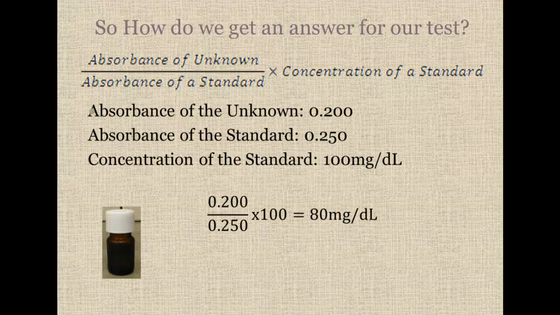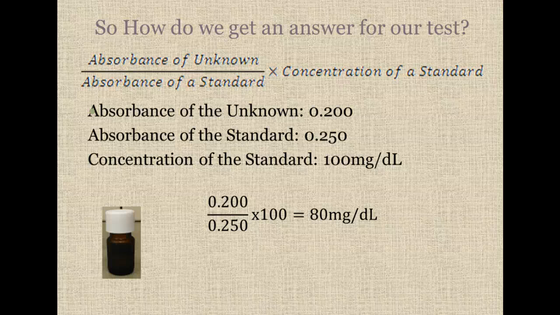So how do we get an answer for our test from those spectrophotometers? Well, we're going to write down the answers that we get when we put our samples in. You're going to take the absorbance reading of your unknown, which would be your patient sample or your human sample, and the absorbance of a standard of known concentration. I have a picture of a vial down here, and we'll pretend that's a standard. You can buy that, and it will tell you this is exactly 100 milligrams per deciliter.